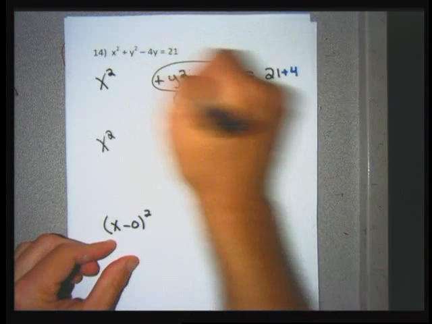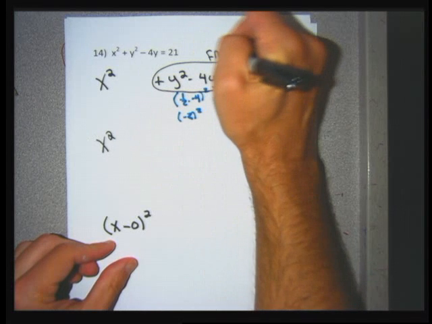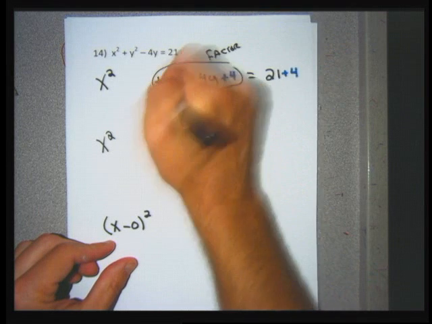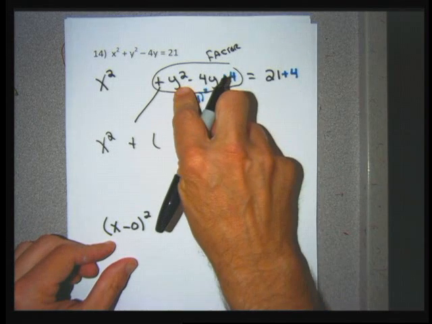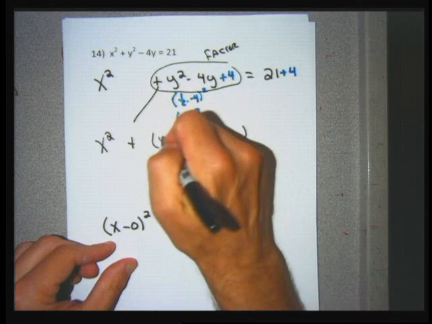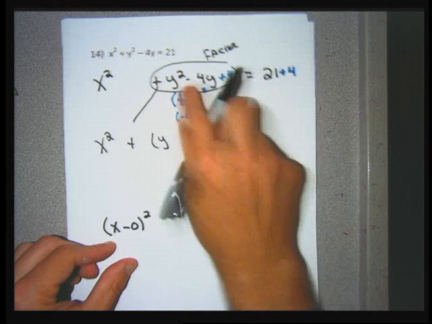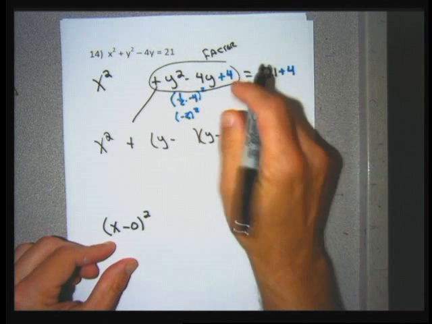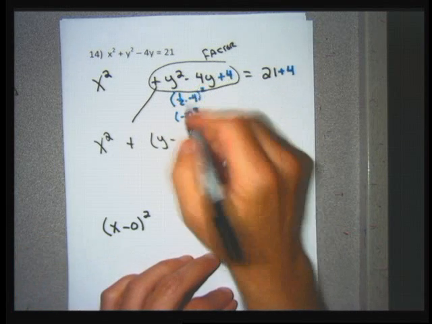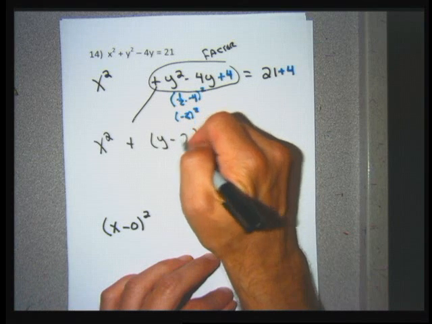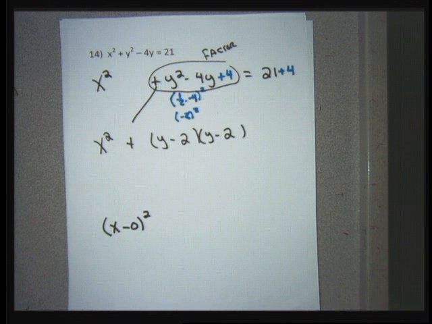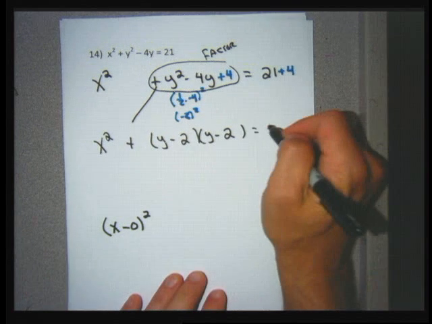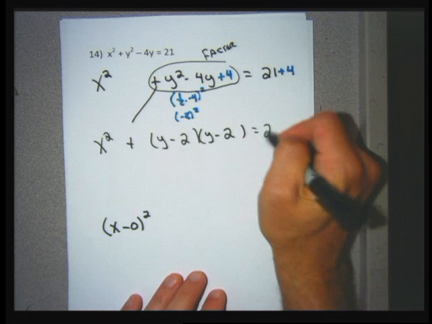I'm going to factor this. Bring down that plus sign. Make my two parentheses. The firsts in the parentheses are a couple of y's. The signs are a couple of minuses. My lasts need to multiply to 4 and add to negative 4, and that's going to be negative 2 and negative 2, because negative 2 times negative 2 is 4, and negative 2 plus negative 2 is negative 4. To the right of the equal sign, 21 plus 4 is 25.